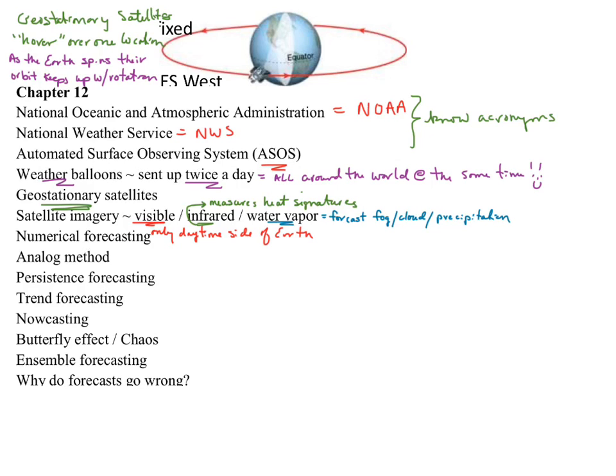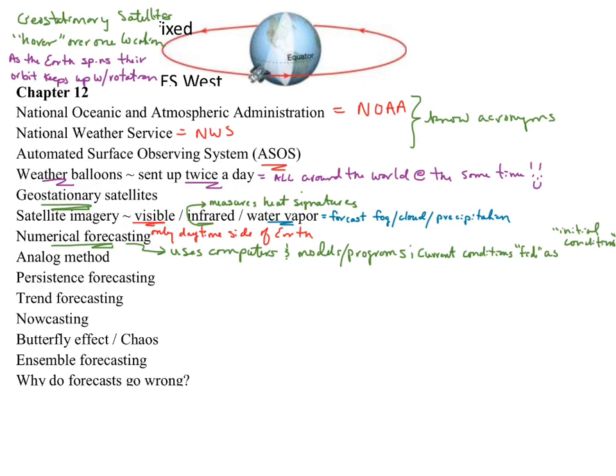Numerical weather forecasting is generally where you use computers and you have models or programs in these computers, and the models or programs are supposed to kind of mimic what Mother Nature does, and then you feed the computer these current conditions, generally called initial conditions. So that's the numerical forecasting method.